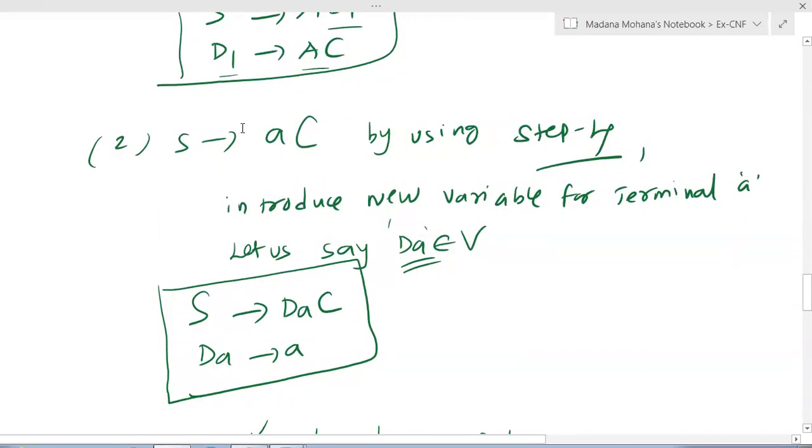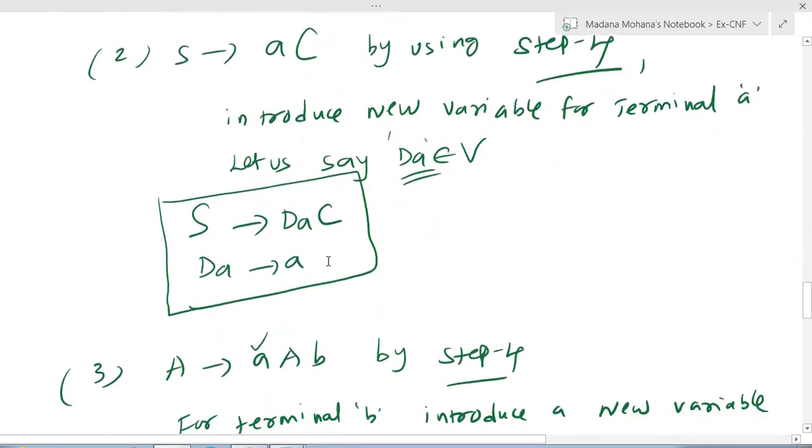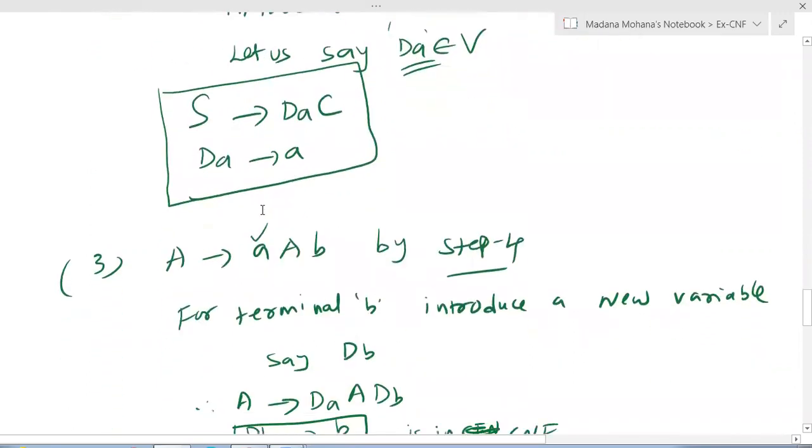Then you have to introduce a new variable for the terminal a. So let us say D suffix A. Then you can substitute that variable in place of terminal a. Now S derives DA C. Also, DA derives terminal a. Now you can see S derives DA C is in the required form, two variables. Then DA derives a single terminal, in the required form.